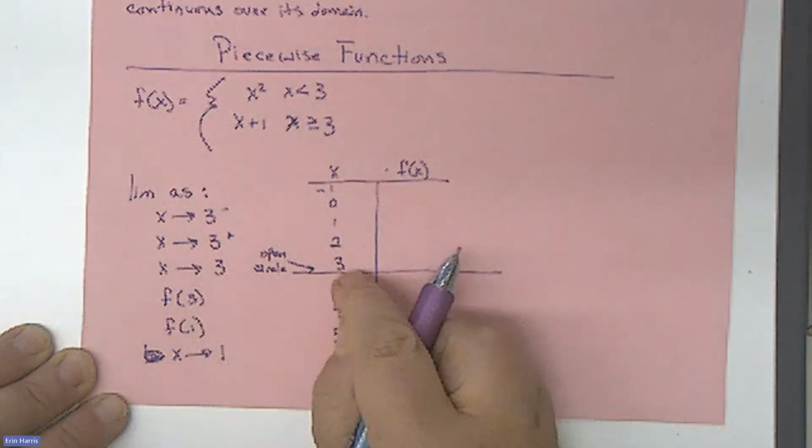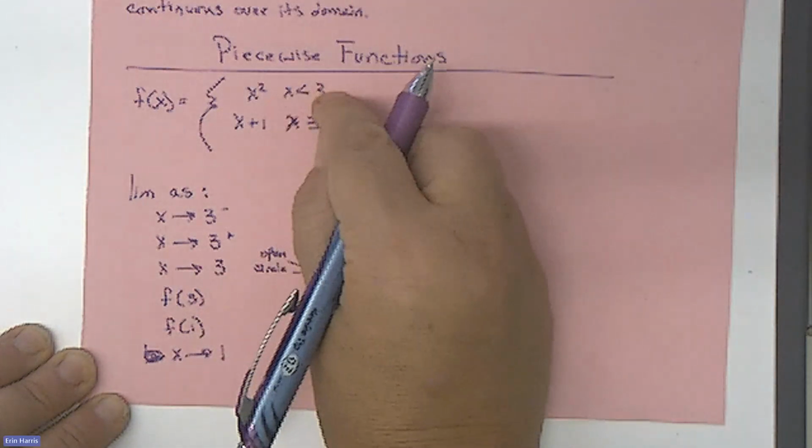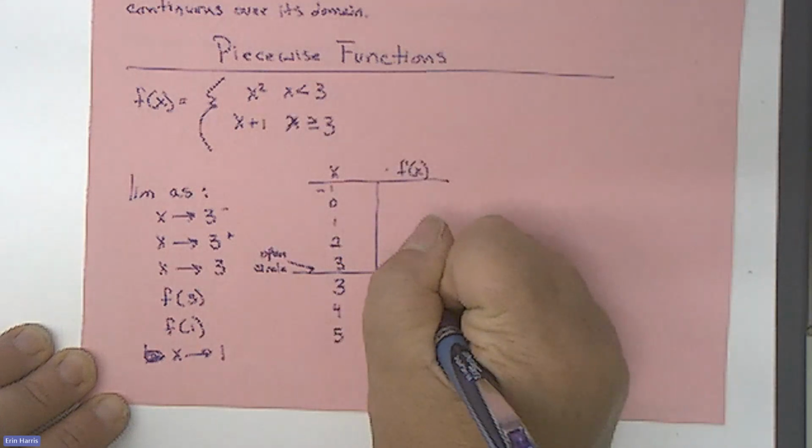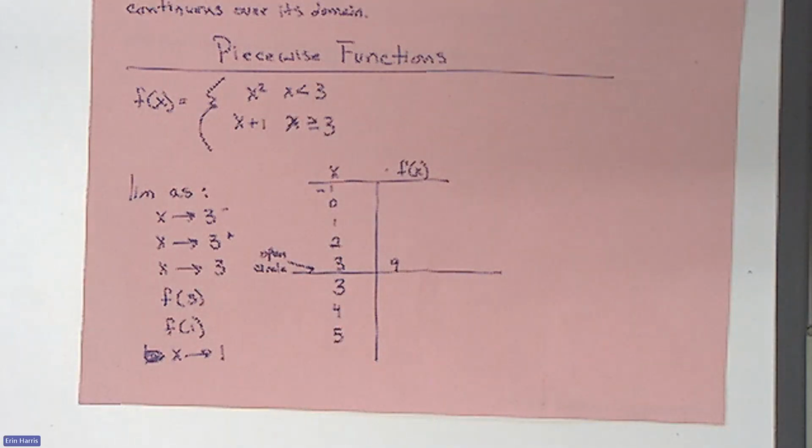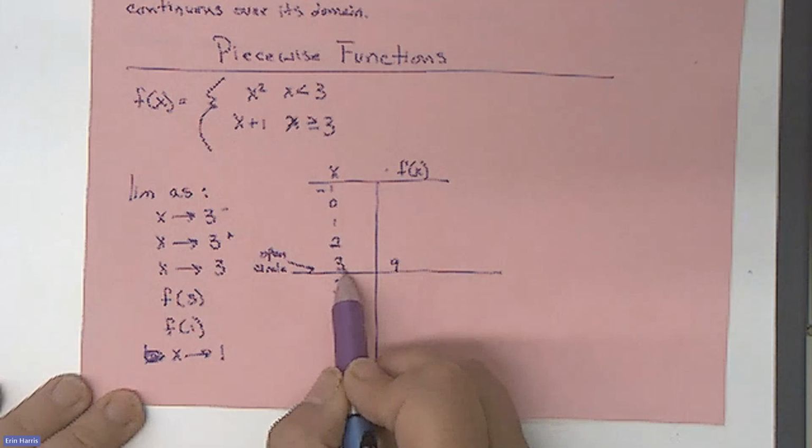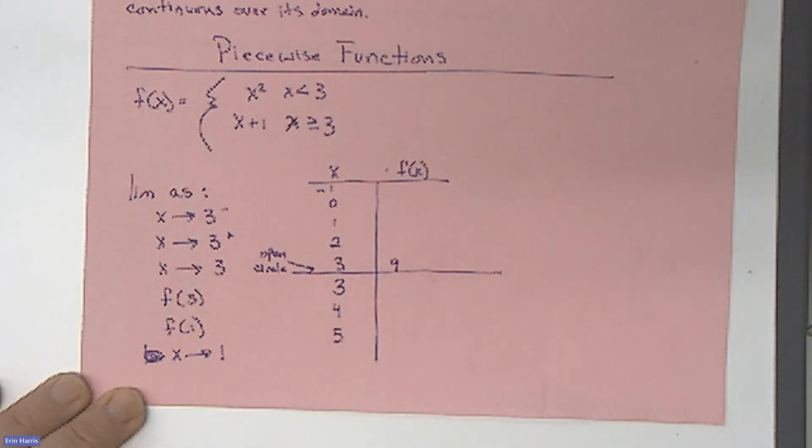because when I say that if I plugged in 3, I'd get 9, I'm not really plugging in 3. I'm plugging in 2.99999999999, which means I'm going to get 8.999999999. But I'm going to call this limit. The limit is 9. And so that'll be an open circle there.